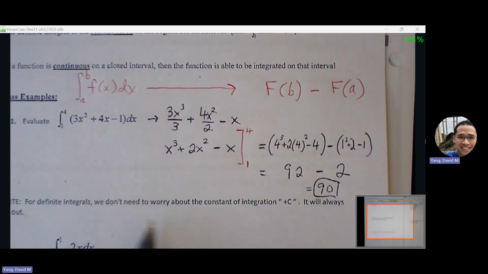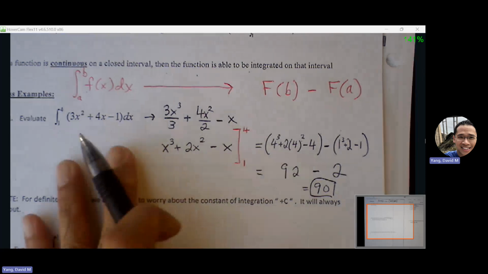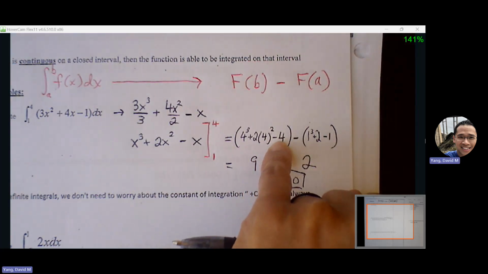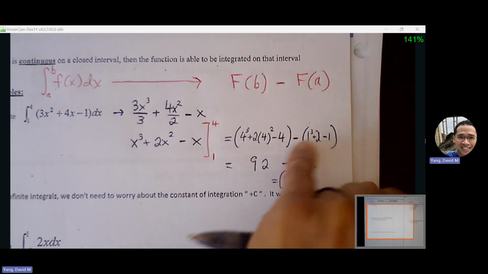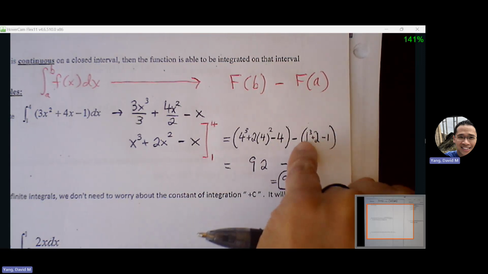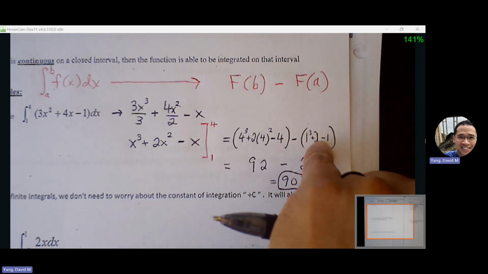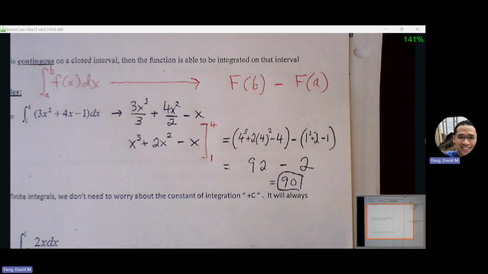Okay, so again, for definite integrals, we don't have to worry about the constant of integration, plus c. It'll always wash out. The reason is that this will produce its own plus c, and this will produce its own plus c, and then the c from one will just subtract out with the c from the other. Both of them are just going to cancel each other out. So are they going to be the same c? Yes, same c.